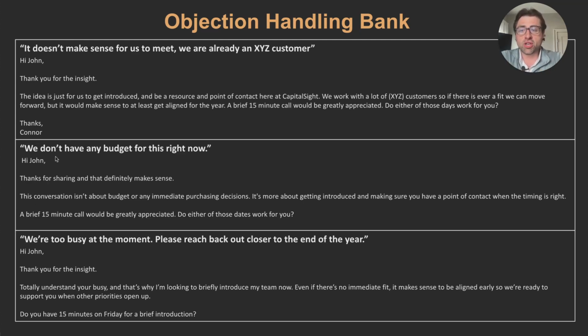Connor, different objection. We don't have the budget for this right now. Thanks for sharing, that definitely makes sense. So acknowledge their concern, tell them why it makes sense to meet anyway. This convo is not about budget or any immediate purchasing decisions. It's more about getting introduced and making sure you have a point of contact when the timing is right. A brief 15-minute call would be appreciated, and so on.